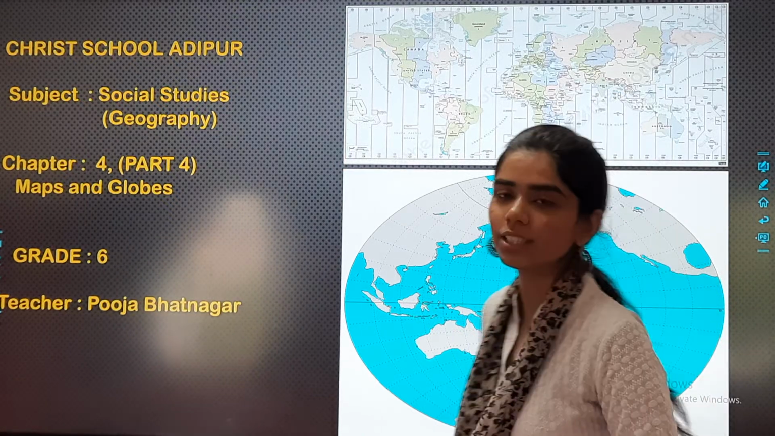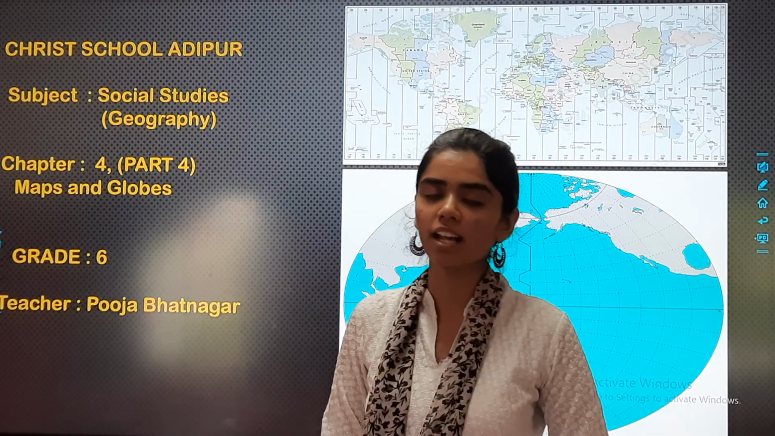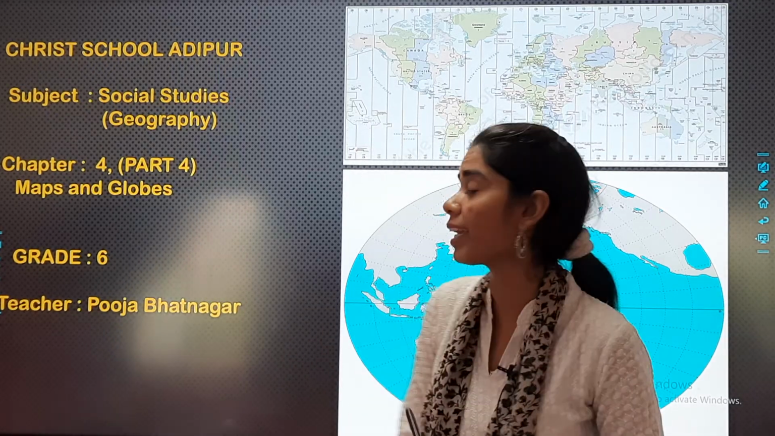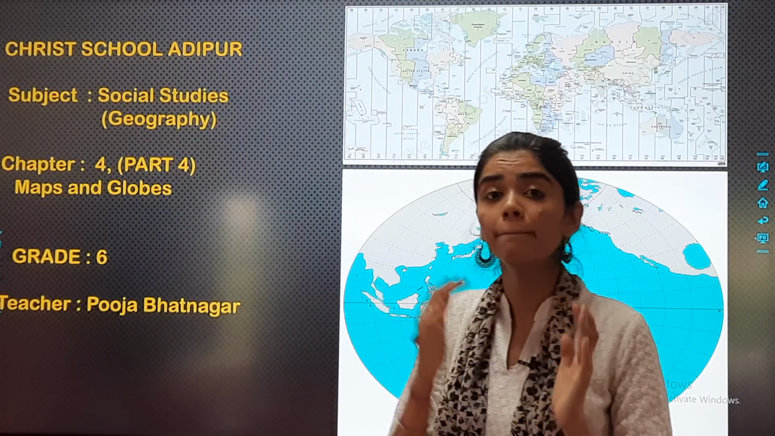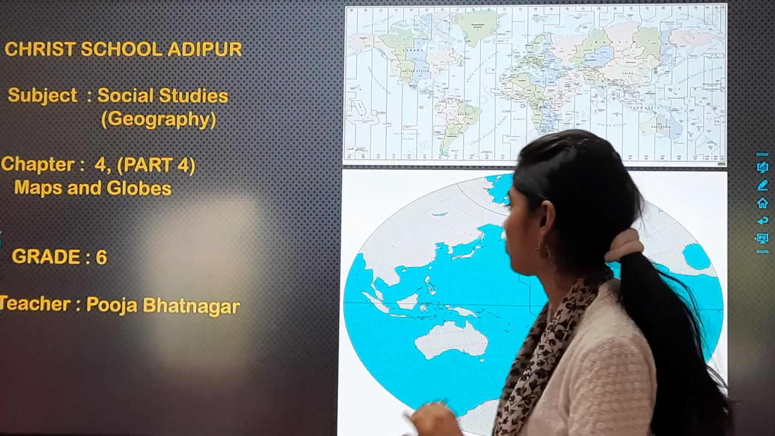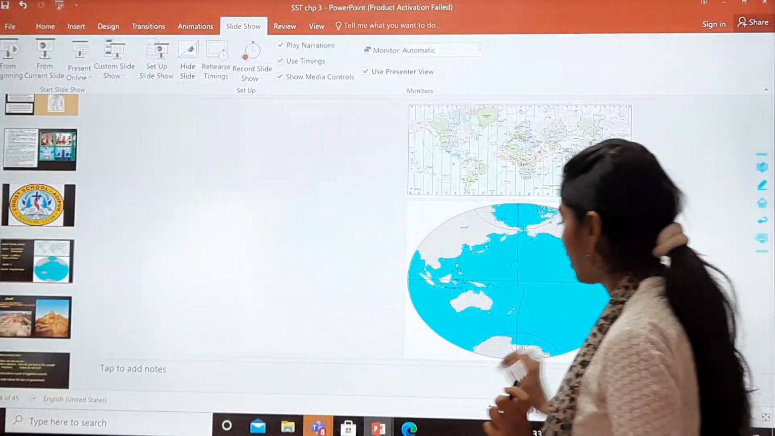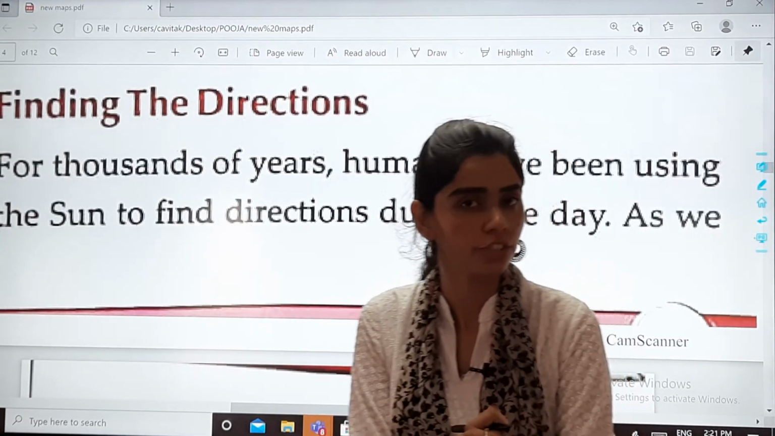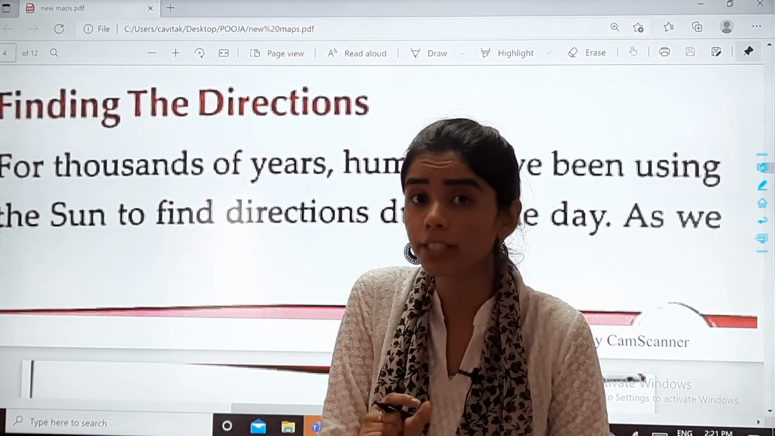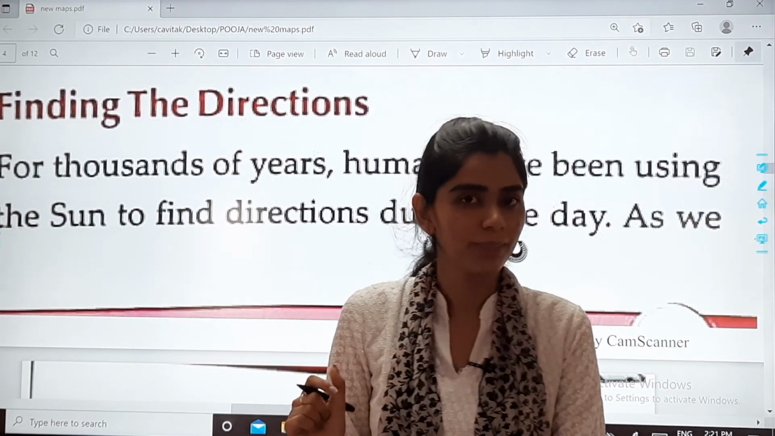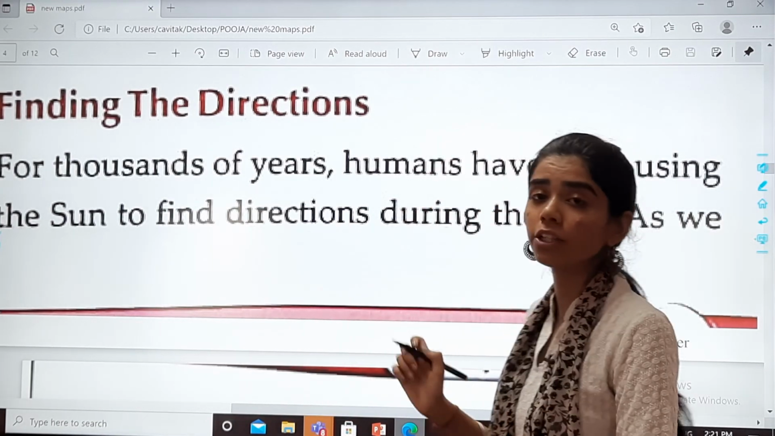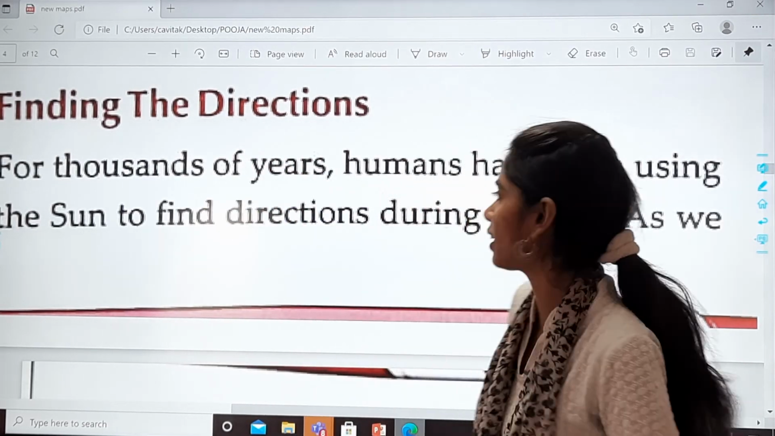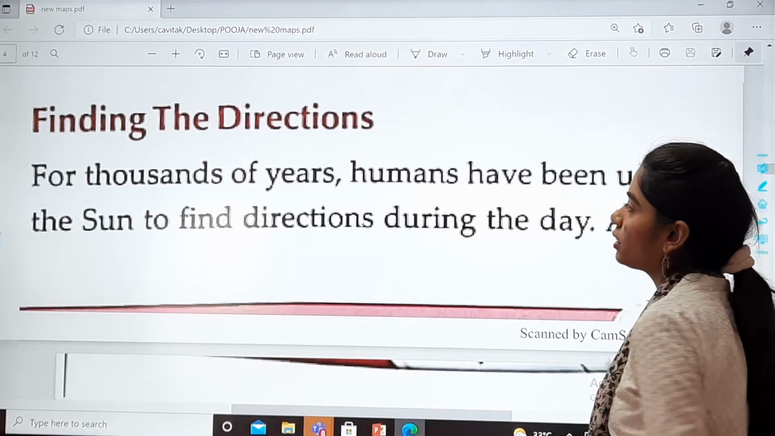So we are back with our social studies class. And as you remember, we were studying chapter number 4, maps and globes. Now see, in the last class we had discussed directions, that is how we represent the directions on a map. Now today we are going to study about finding the directions.